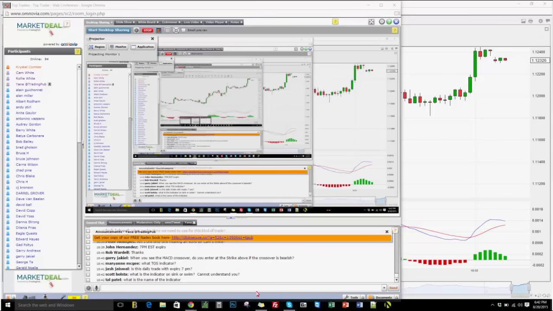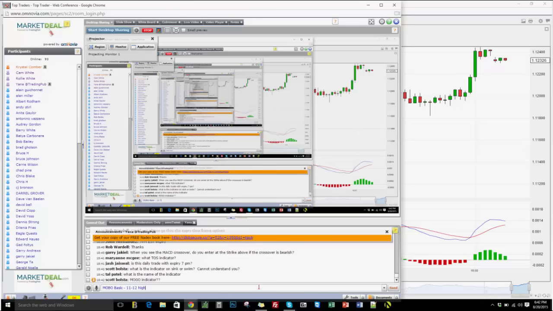Is 12 your expiration time or 1? 1 p.m. is the expiration. And I'm just looking at the high and the low from 11 to 12. So it's a really great one. It's pretty simple. I don't change any of the settings in the MOBO. It's the MOBO basic indicator.